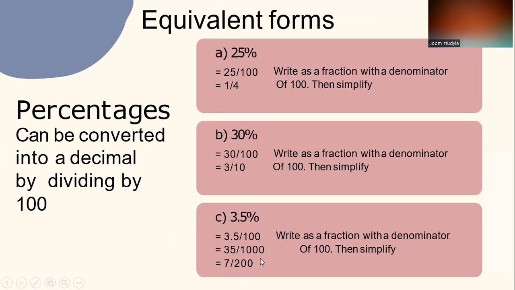So when you simplify this 35/1000, 35 can be divided by 5. The same thing goes to 1000, it can be divided by 5. So as a result for this question, you might get 7/200.